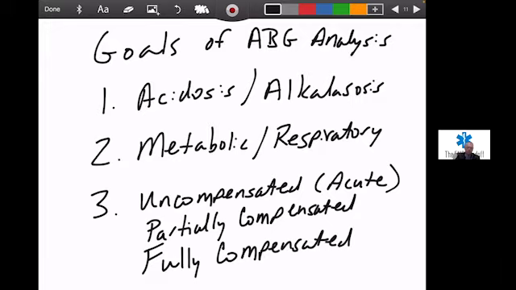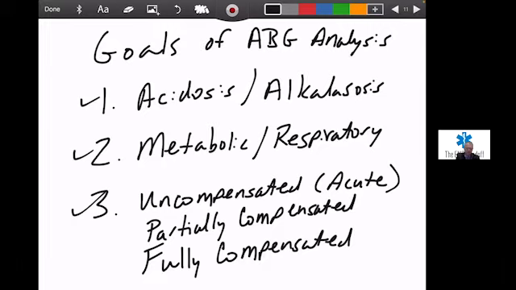Well, we're going to use our wonderful little Tic Tac Toe method to do this. We've got three goals to accomplish when interpreting this arterial blood gas. Based on the ABG values, determine if the values are acidosis or alkalosis. Then determine if it's metabolic or respiratory. Once we've done that, the last thing is: is this uncompensated, an acute thing happening right now? Is it partially compensated, or is it completely compensated, with the pH back in the normal range?